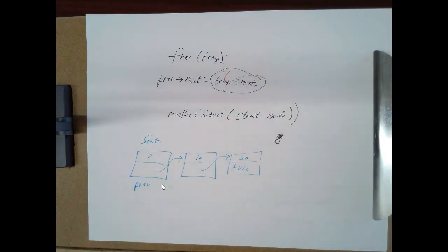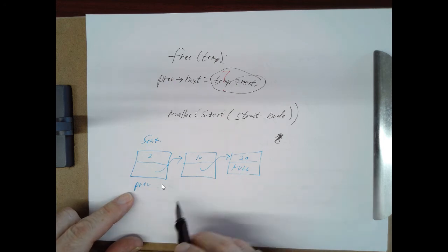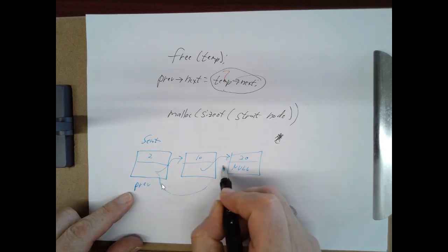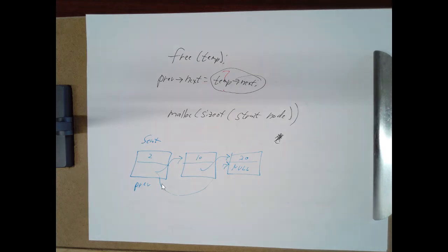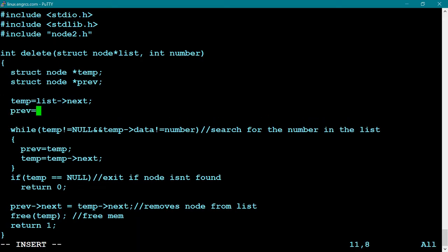If we were to set previous to be the sentinel, then when we said previous next equals temp next, right, it would skip over that. So set previous equal to list.